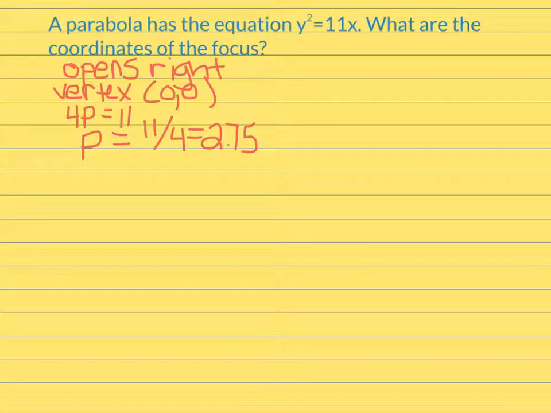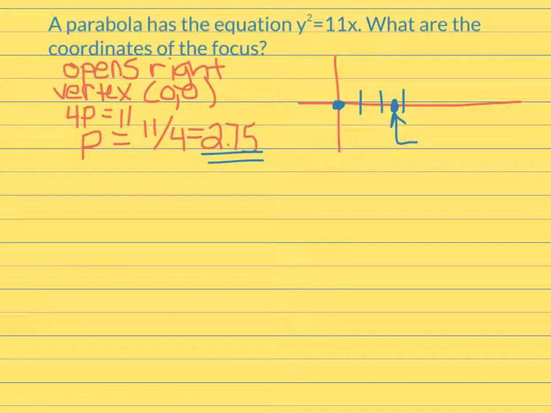So if I were to just sketch this, and I don't even have to sketch the whole thing, I'm going to put a vertex at (0, 0). And I know I have to go right 2.75 units. 1, 2, 3. 2.75 is going to be about right there. And that's all I really need, because the question was, what are the coordinates of the focus? And the coordinates of that point right there are (2.75, 0). And you didn't even have to draw that. You could probably do that in your head, but if you can't, sketch it out. It's the best way to figure things out.